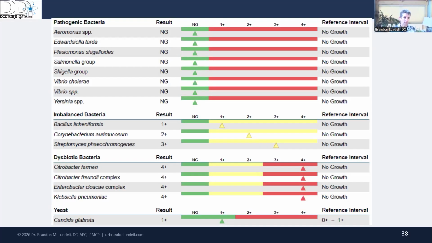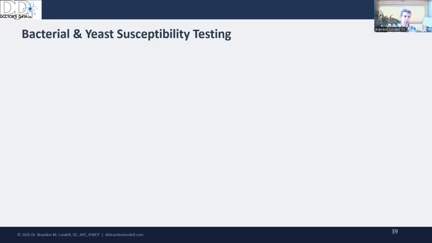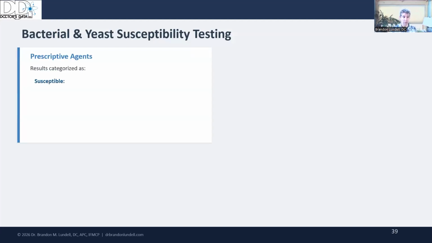And this is one of the things that stands out with the GI 360 that other tests do not do. The tests like the GI-MAP, most of that is just PCR technology. And while PCR technology is wonderful, it should never be used as the gold standard or as a single point of evaluation.